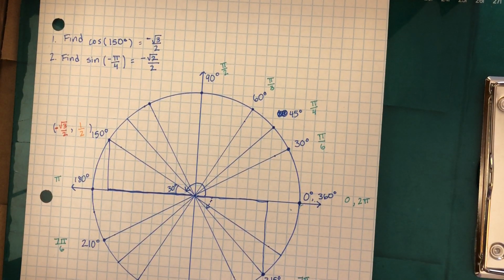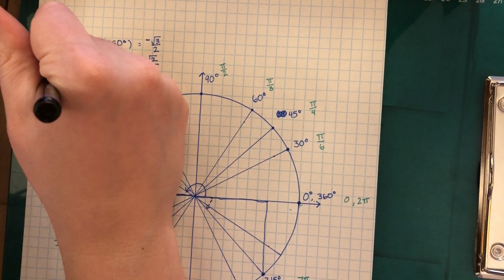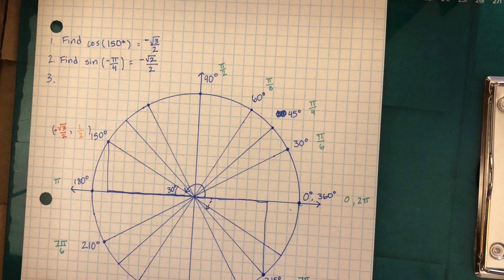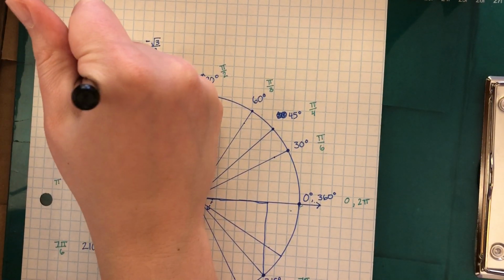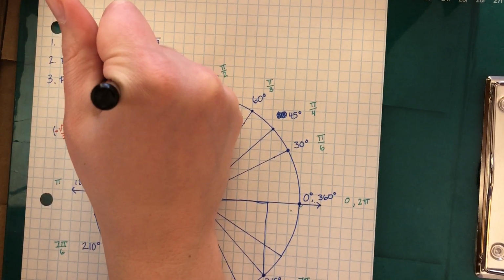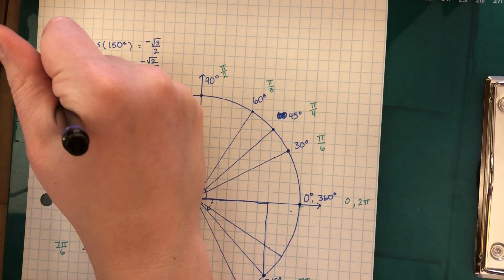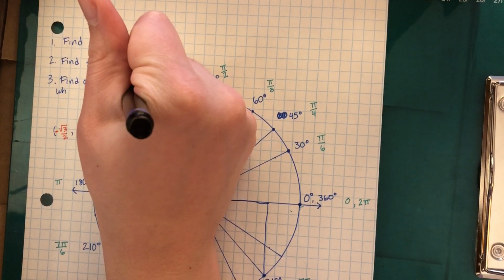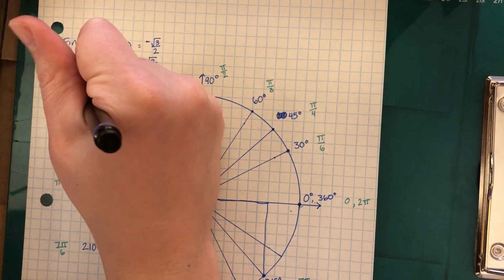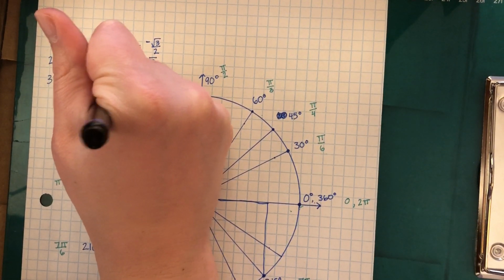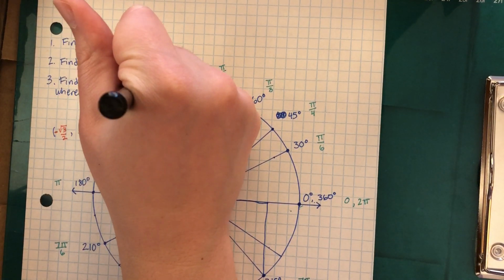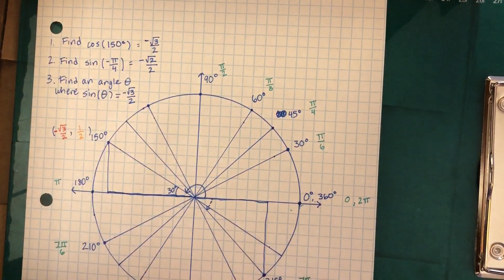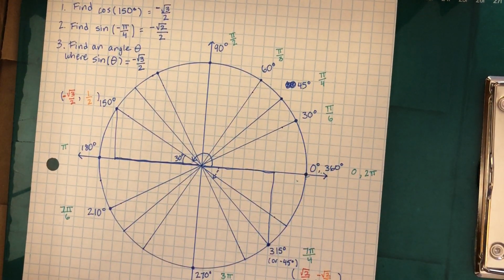Let's do one more example, and this one is going to be kind of backwards. We want to find an angle, let's say theta, where sine of theta equals negative square root of 3 over 2. Okay.